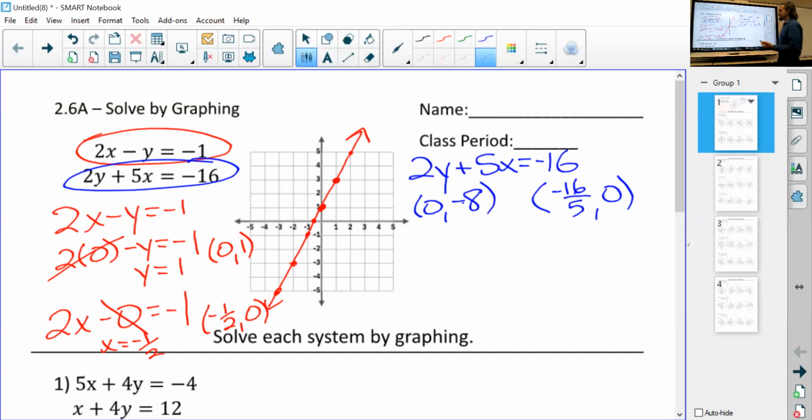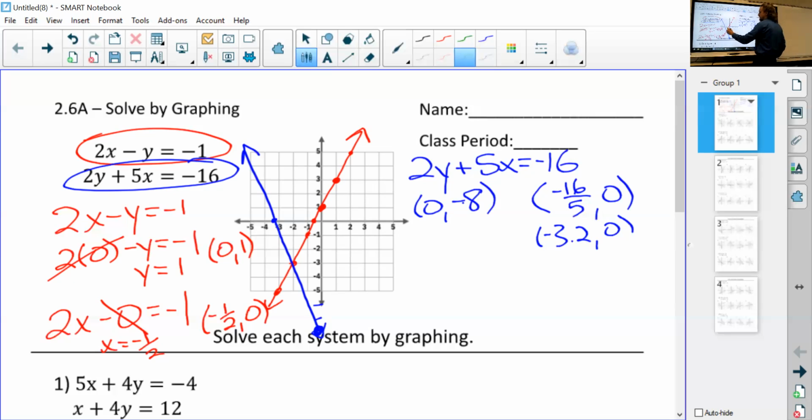The problem there is that neither of those points will be easy to graph. So we can say negative 8 somewhere down here. Negative 16/5 is negative 3.2, so that's kind of close to there. And then we can connect them. Because we know our answers on all these come out to nice integer values, we see that they intersect at this point, negative 2, negative 3.